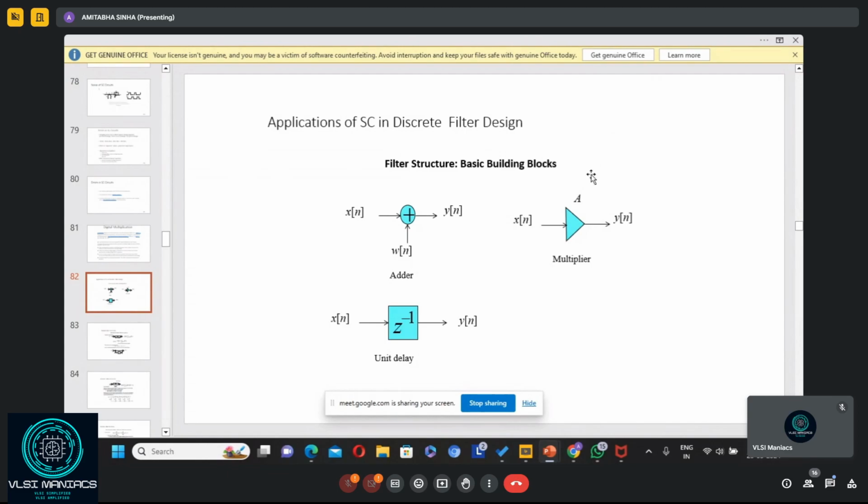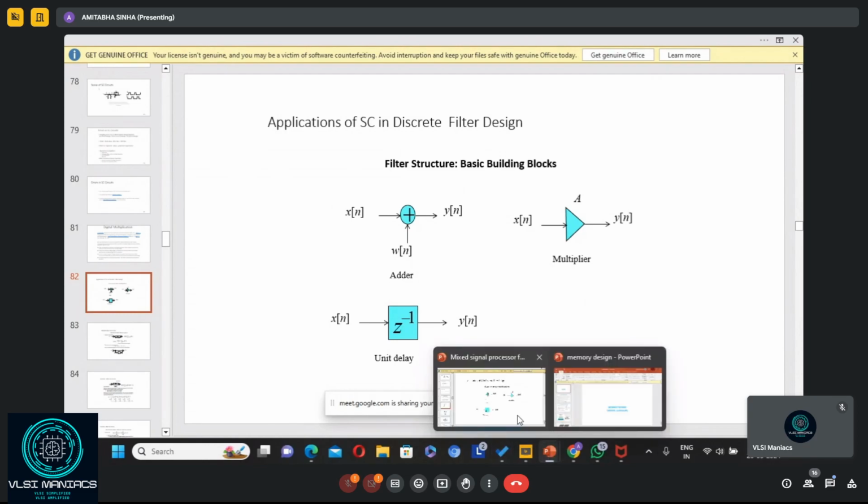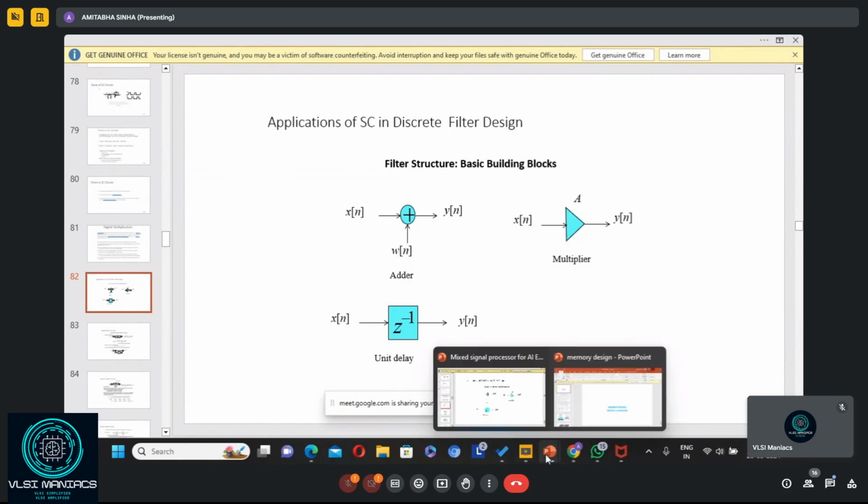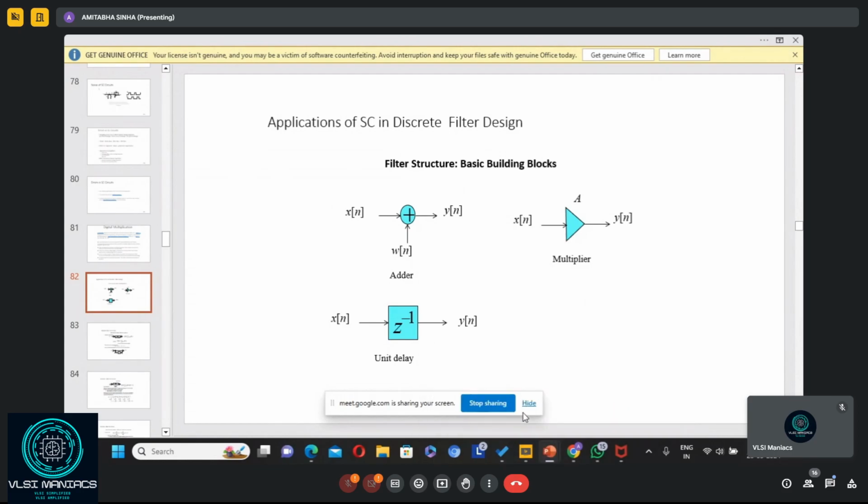And these things can be done easily by switched capacitor circuits. You can translate it and design the circuits. That is the whole concept. Even if you want a whole question-answer session, we can discuss these things in more detail.